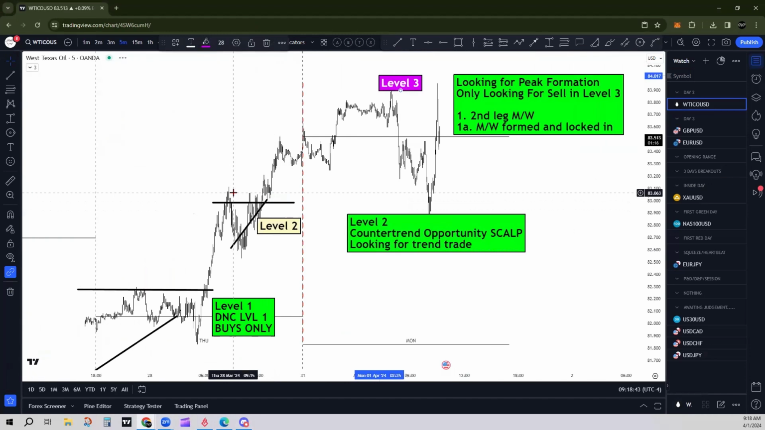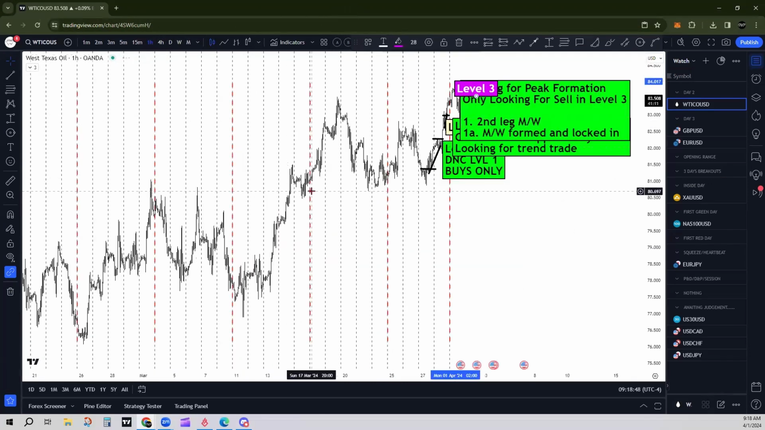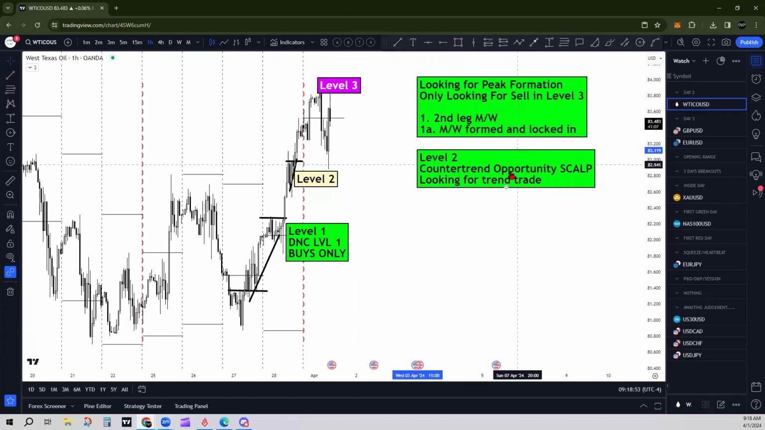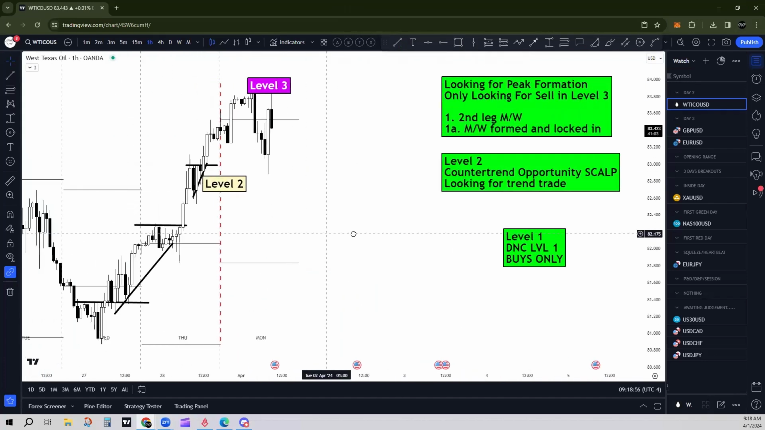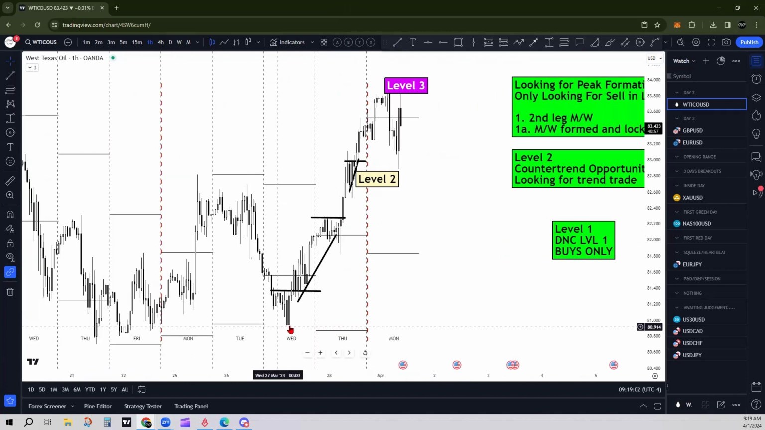Now, I've put this chart of US 30 up, or not US 30, excuse me. This is oil, and this is from the back half of the week. And I think this is a really good example that I would like to start with for today. Coming off of a peak formation at the low of the current week from last week on Wednesday.